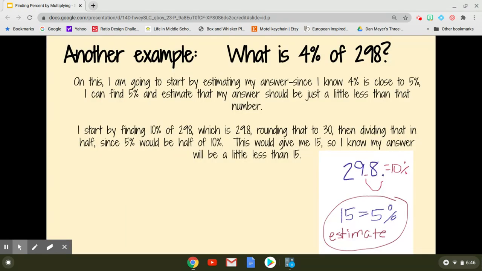Another example here is, what is 4% of 298? On this, I'm going to start by estimating my answer. Since I know that 4% is close to 5%, I can find 5% of my number and estimate, and my answer should be just a little less than that number. I start by finding 10% of 298, which is 29 and 8 tenths. I can round that up to 30 and then divide it in half, since 5% would be half of 10%. This would give me 15. So I know my answer is going to be a little less than 15.